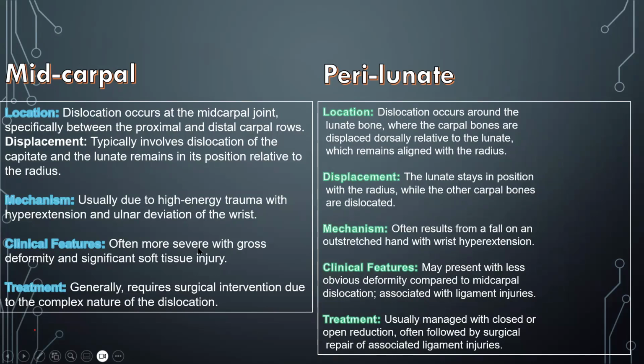clinical features. As you can see, the mid-carpal is more severe with gross deformity and significant soft tissue injury, because remember, you've got two bones that are now out of place, whereas the perilunate presents with a less obvious deformity compared to the mid-carpal dislocation. Your treatment generally requires surgical intervention due to the complex nature of the dislocation. Perilunate is managed with closed or open reduction, often followed by surgical repair of associated ligament injuries.